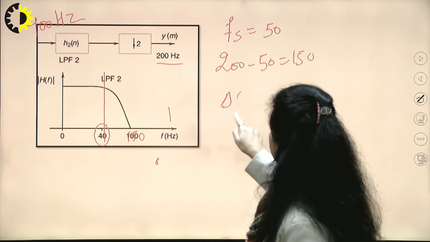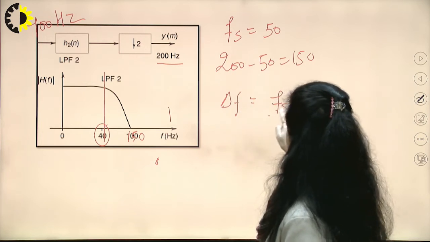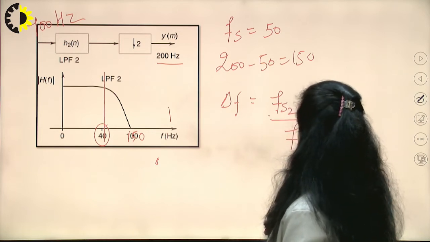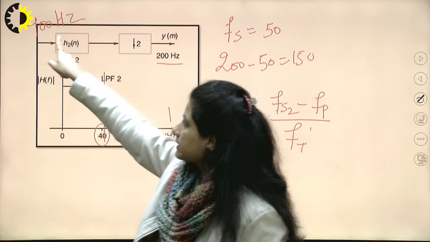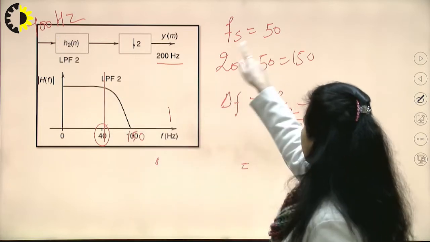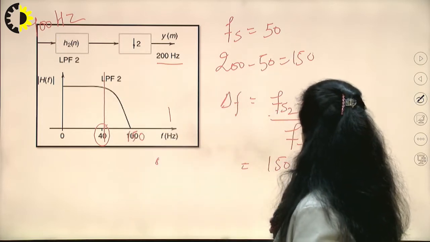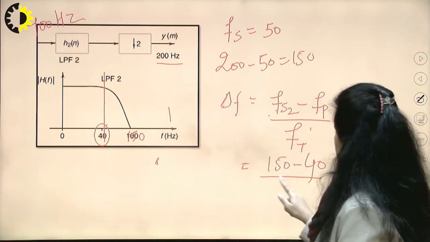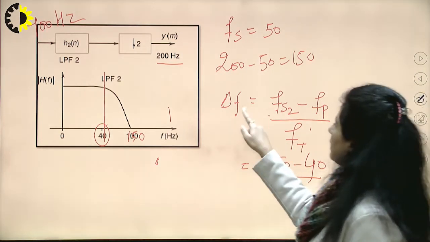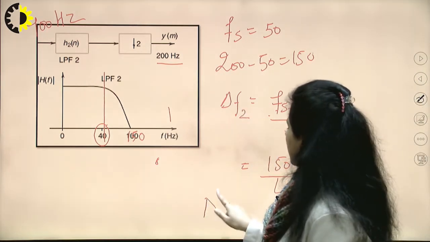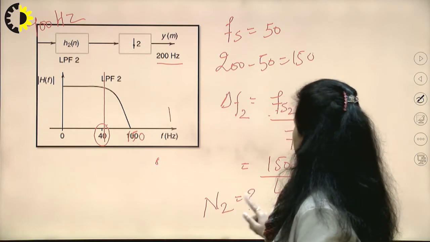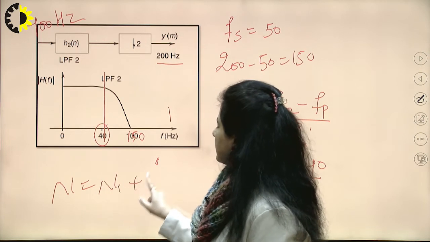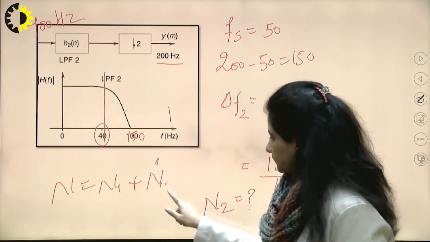So delta F would be FS2 minus FP over the total input frequency. Now for this structure, the input frequency is 400. So FS2 I have calculated, it is 150. Passband is at 40 and the total input frequency here is 400, giving me delta F2, and from here I can calculate N2, and the final N would be the summation of the two individual N's that we have calculated.